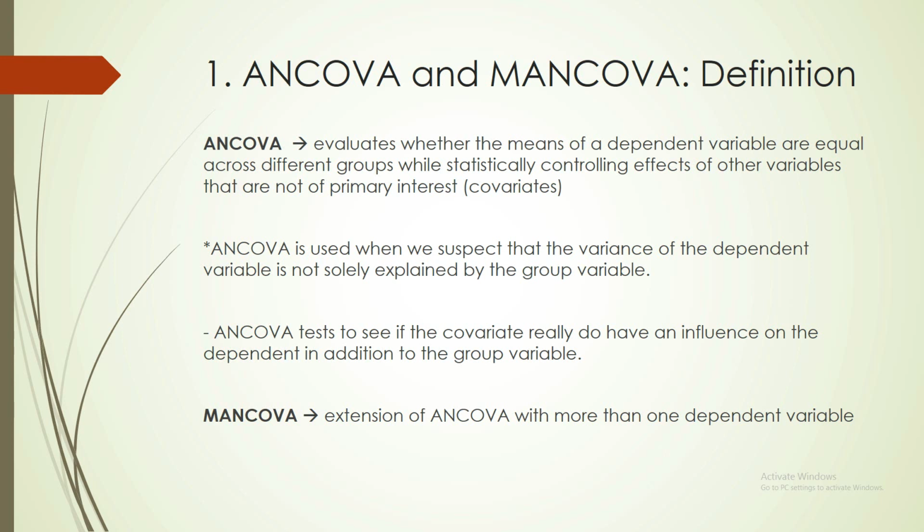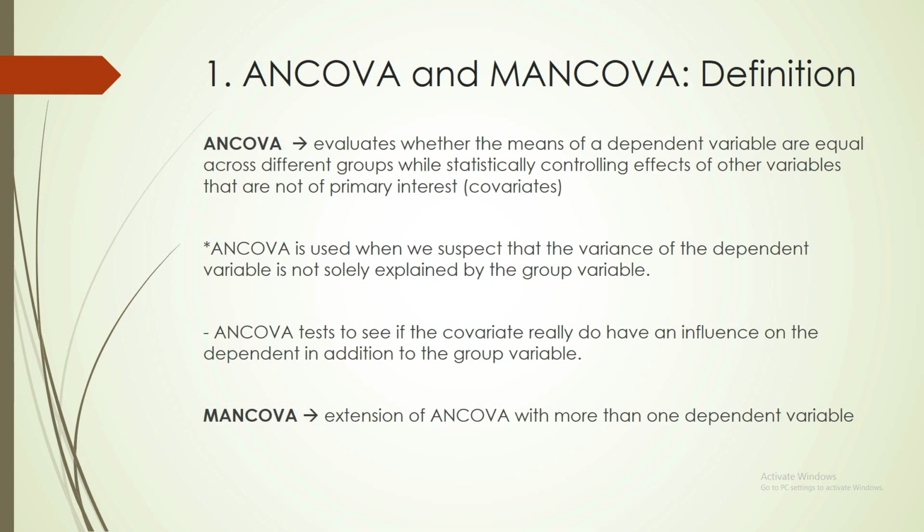But it's different from ANOVA in the sense that ANOVA only considers the influence of one variable on the outcome variable. ANCOVA is used when we suspect that the variance of the dependent variable is not explained by the group variable alone, and there are other variables that can influence the null hypothesis test by influencing the group variable's relationship with the outcome variable.